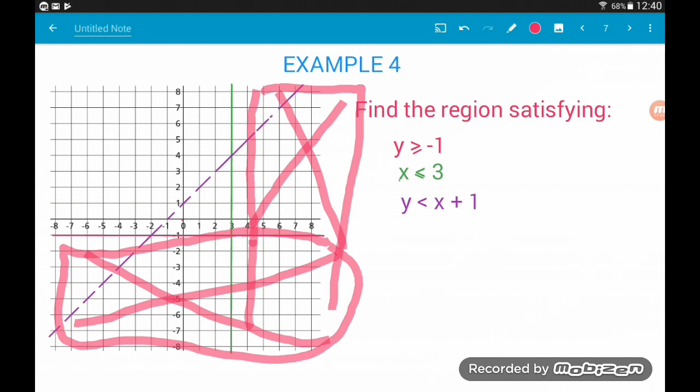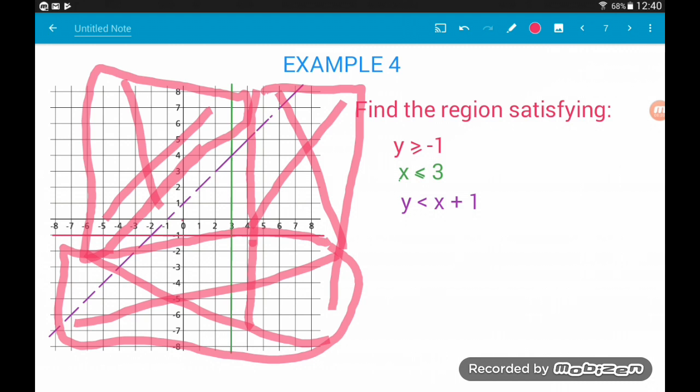And then finally we want y to be less than x plus 1. So the purple line here is the line x plus 1. It's dashed because we've got a strict inequality. Now we want y to be less than x plus 1, so we can also rule out this area above that line then. We don't want any of that.